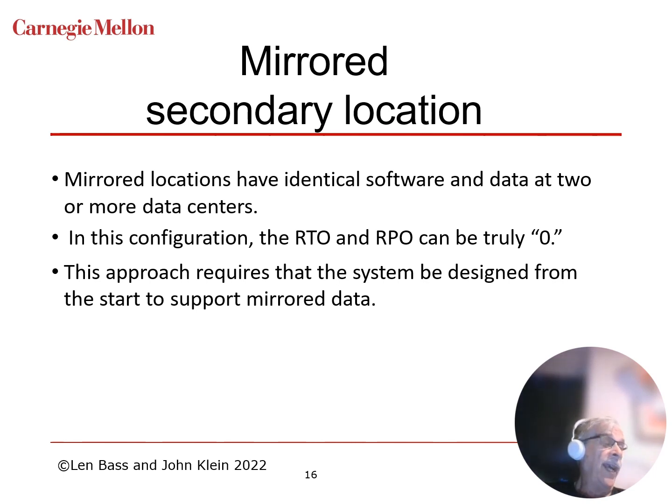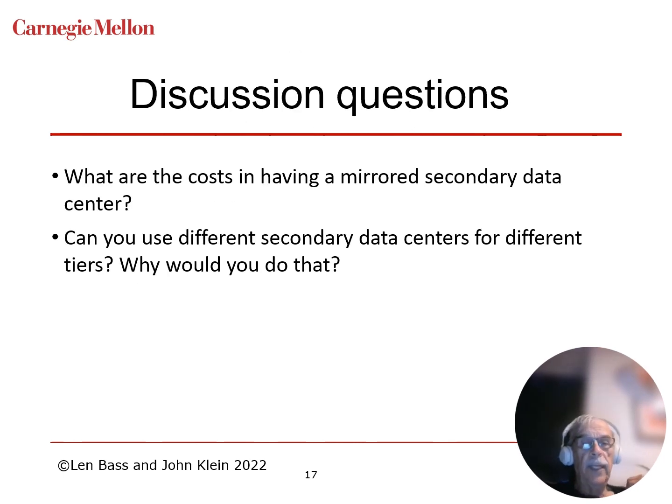So you have data in the primary. It's got to be essentially instantaneously copied to the secondary. Again, essentially instantaneously depends on your connectivity to the secondary data center and the amount of data we're talking about. So again, discussion questions. What are the costs of having a mirrored secondary data center? Can you use different secondary data centers for the different tiers? Why would you do that?